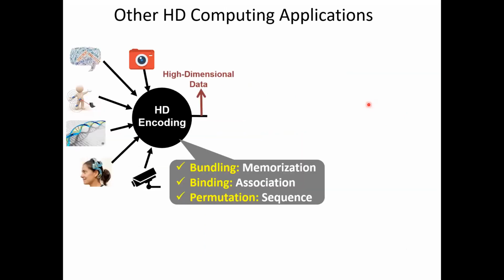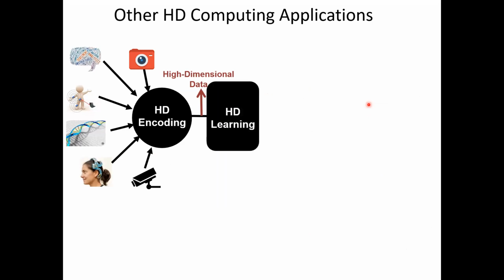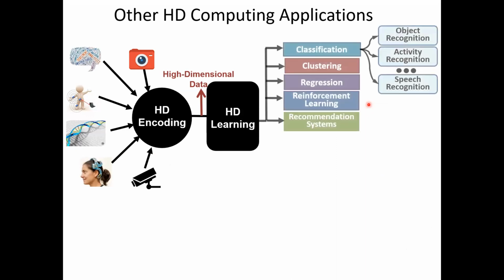But the application of this method is not limited to image classification. Regardless of data type, our group tries to perform different encoding methods, which can map different data types into high dimensional space. Then we perform different learning tasks over the encoded data.